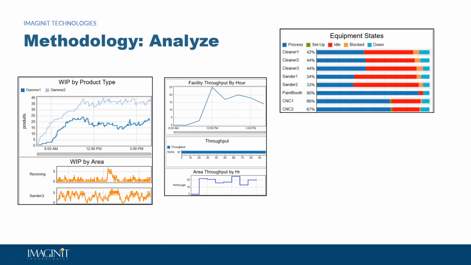And next, we peel the onion back and look at it from a more detailed perspective. So we might evaluate the utilization of the equipment and break it down into different buckets or states that the machine might be in, whether it's setup time or downtime or process time. This helps us identify the types of waste or constraints that can exist within the operation.